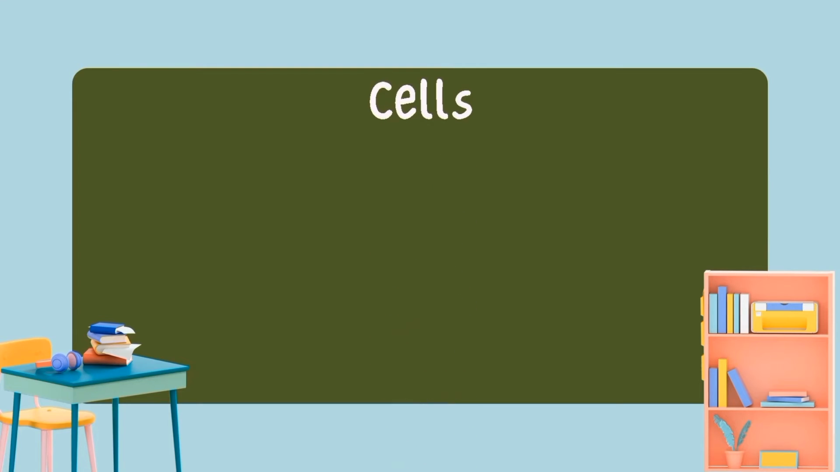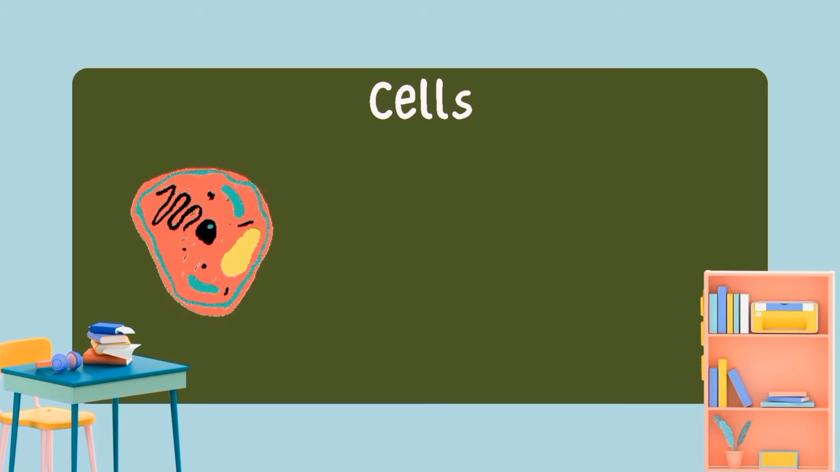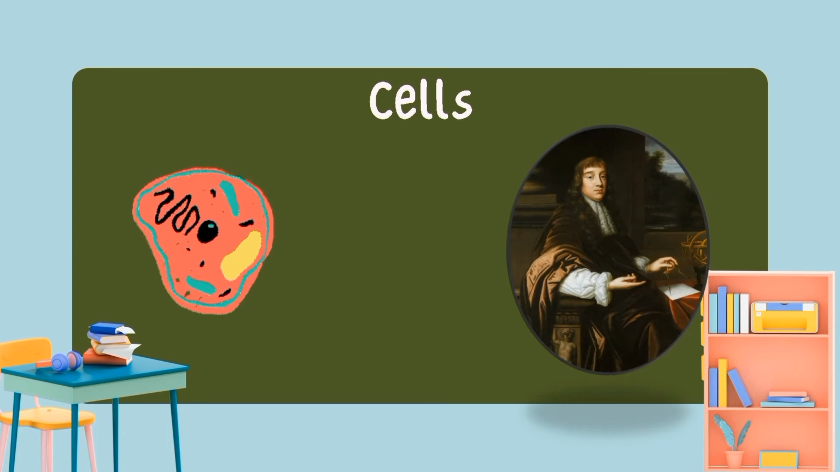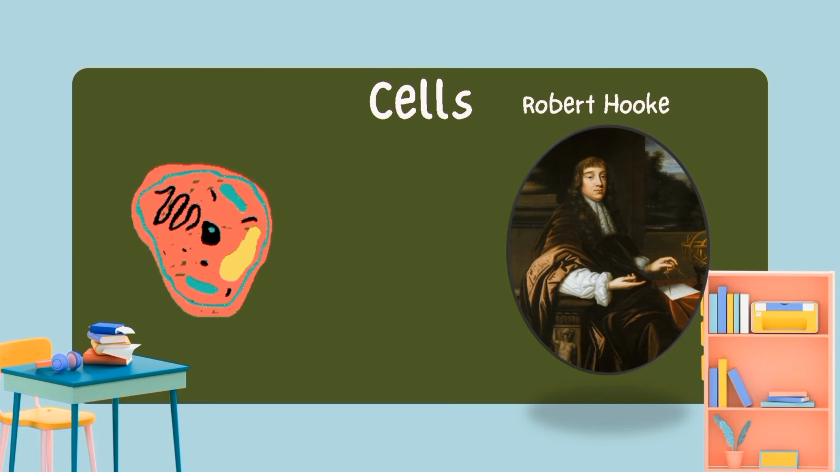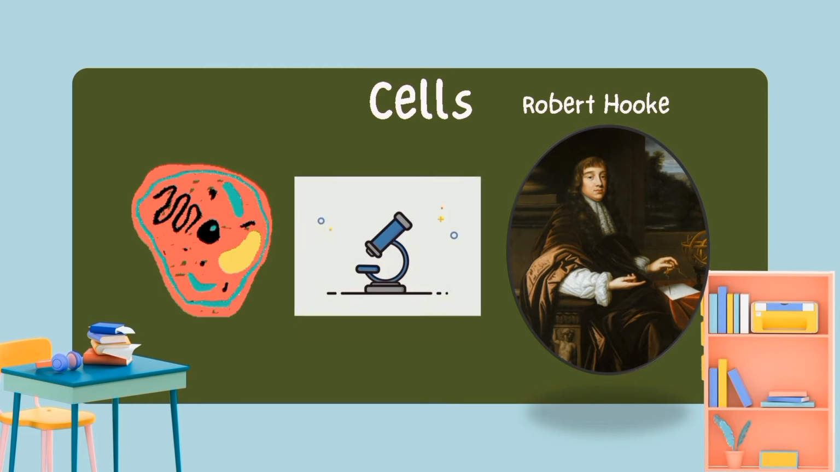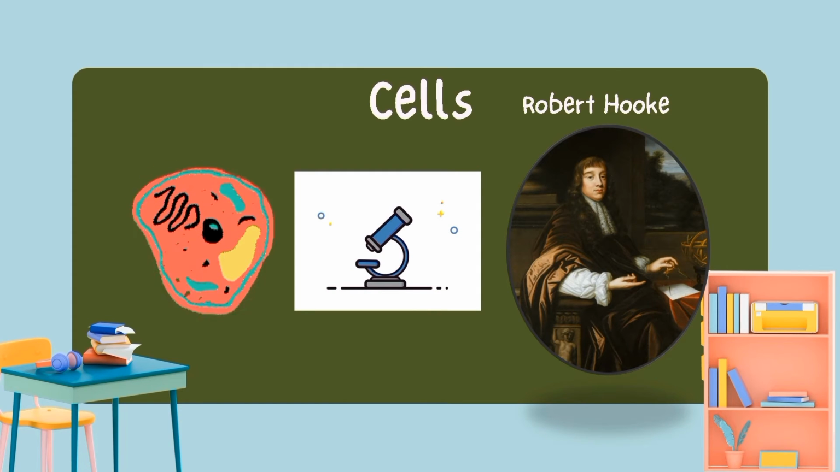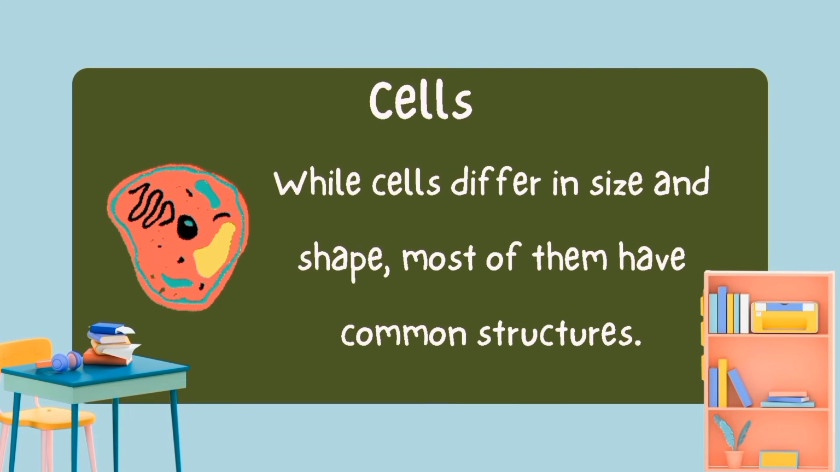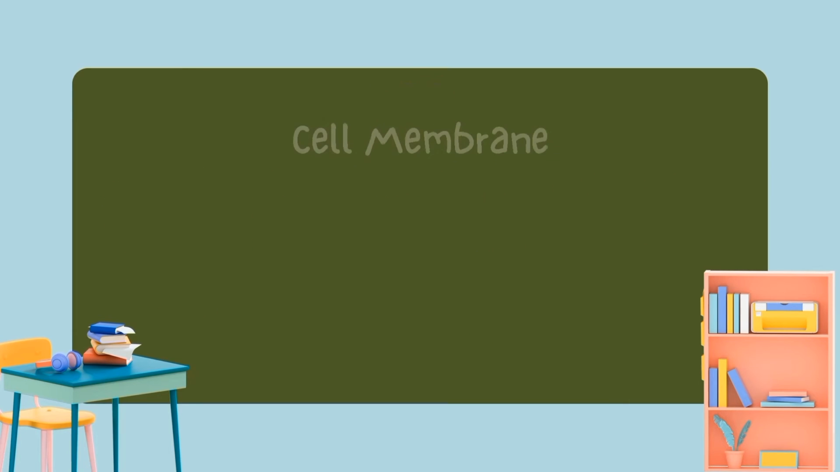The first person to observe cell as microscopic structure was Robert Hooke. In 1665, while looking at the cork through a microscope, Robert Hooke observed box-shaped structures which he called cells. A cell is made up of tiny organs called organelles that perform a specific function. While cells differ in size and shape, most of them have common structures. The cells of animals, plants, and other organisms have 3 basic structures.